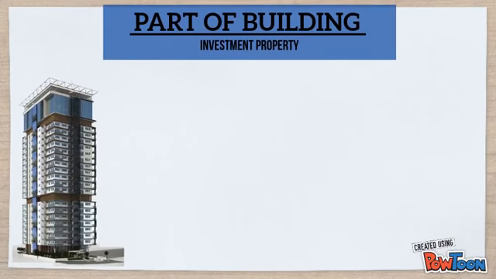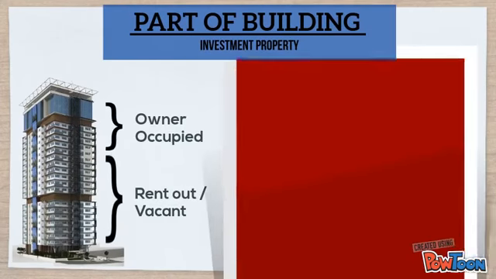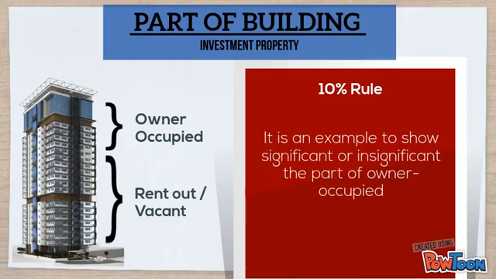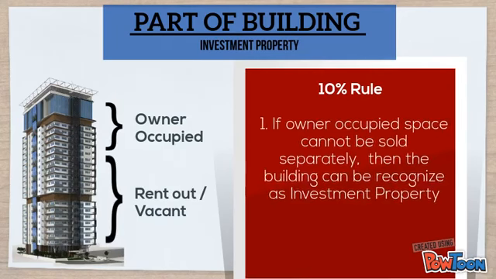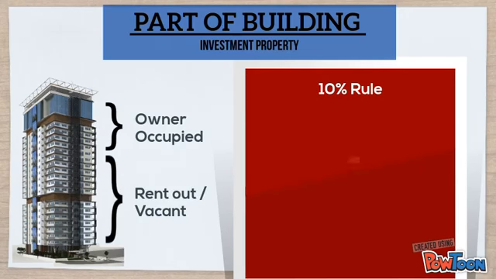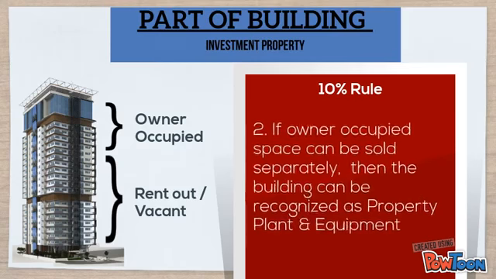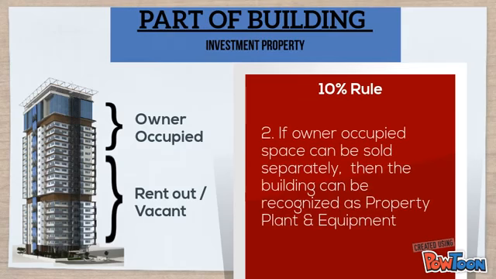How do we treat a building where part of it is rented out to others or vacant, and the other parts are owner occupied? The 10% rule is an example to show whether the owner-occupied part is significant or insignificant. First, if the owner-occupied space cannot be sold separately, then the building can be recognized as investment property. Second, if the owner-occupied space can be sold separately, then the building can be recognized as property, plant and equipment.